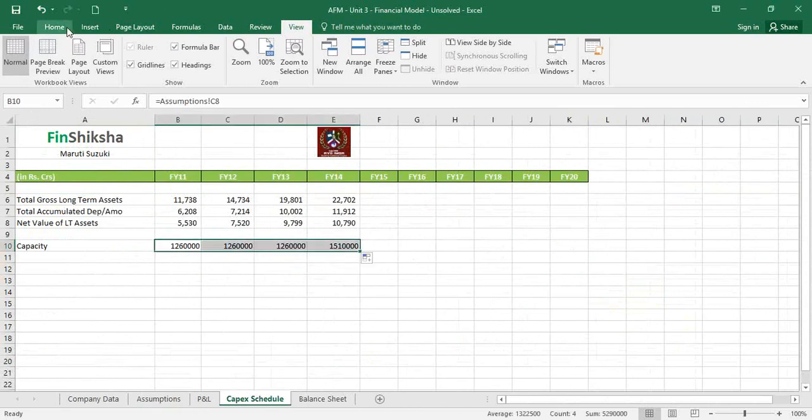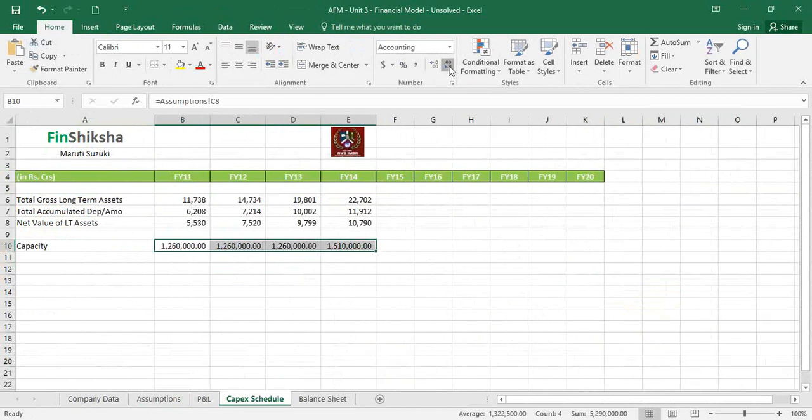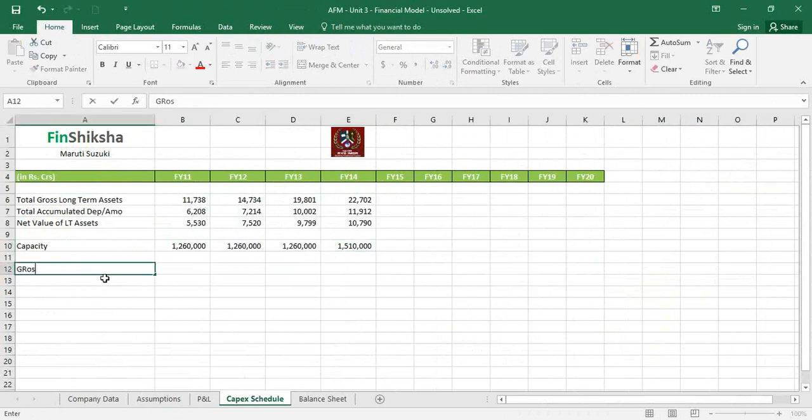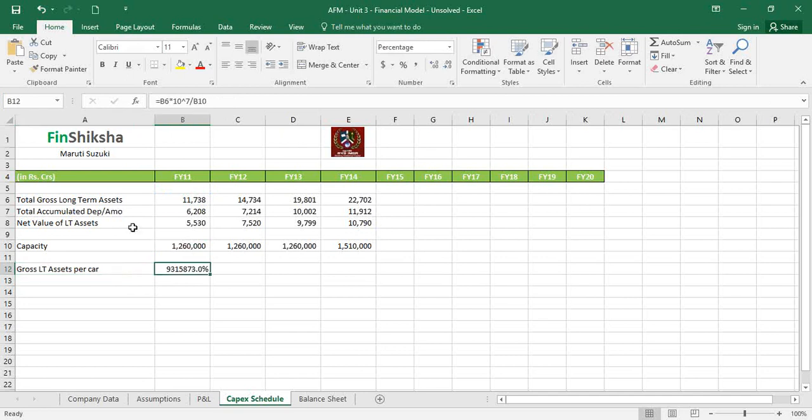And maybe there is a little bit of a discussion that we can have in terms of when does the capex happen, how much time does it take, because you note that the gross assets start increasing here over this period, but the capacity only increases here because capacity only comes on stream once you find the production starting, right? But we can find gross long-term assets per car, and we can just multiply the total gross value into 10 raised to 7 to convert it to crores and divide it by the number of cars to be able to find out how much would they need as capex per car.